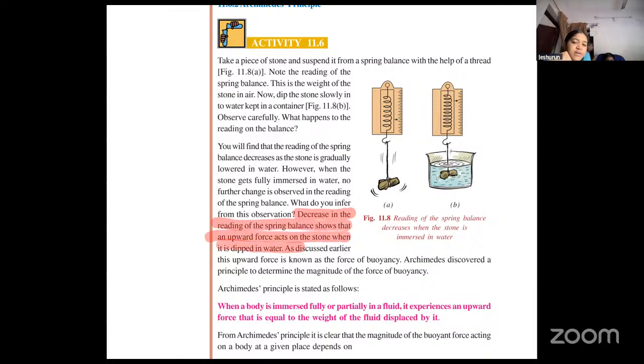Archimedes discovered a principle to determine the magnitude of the force of buoyancy.